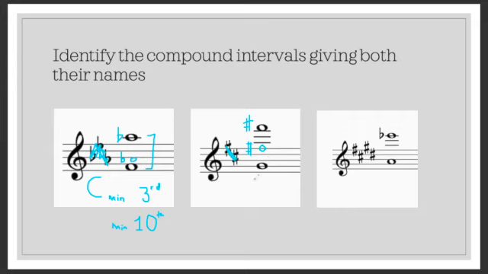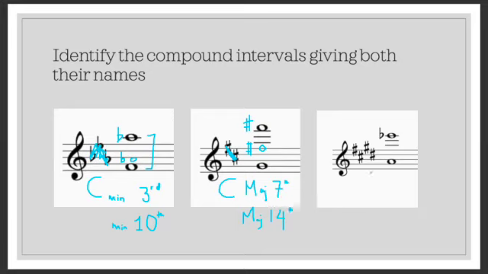So that there is a major 7th. So because it's bigger than an octave, it would be a compound major 7th, or a major, so we add 7 to this, would be a 14th, major 14th.